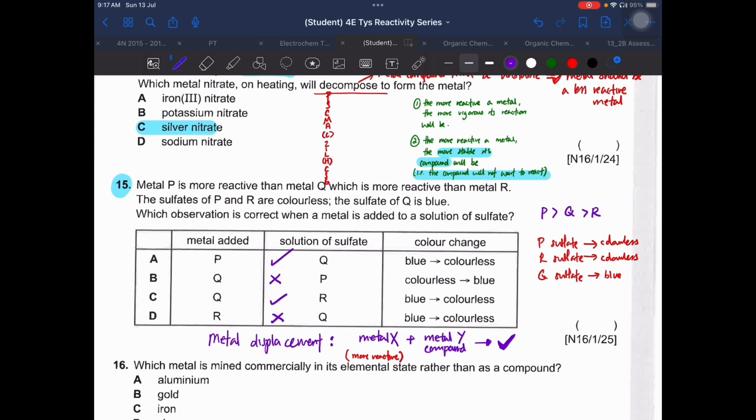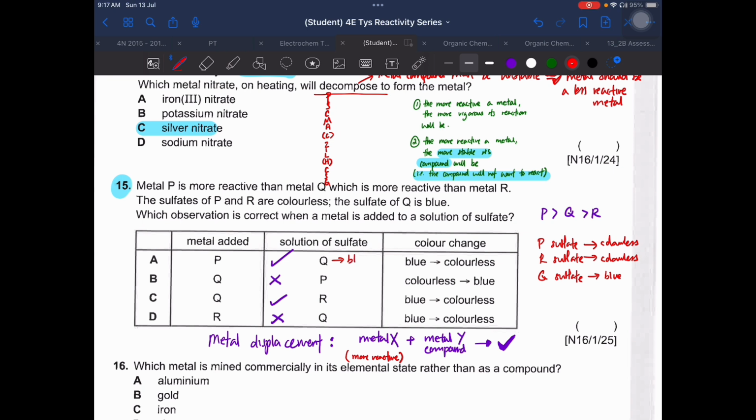Now we'll take a look at the color. Solution of Q, based on the question, is blue. Solution of R, based on the question, is colorless. So if there is a reaction, there will be a change in terms of the color of the solution based on what we gathered in this question. Then if you look at the whole context, it's not possible for this to be blue, right? Because R is actually colorless to start off with. And therefore, that's why the answer will actually be option A.